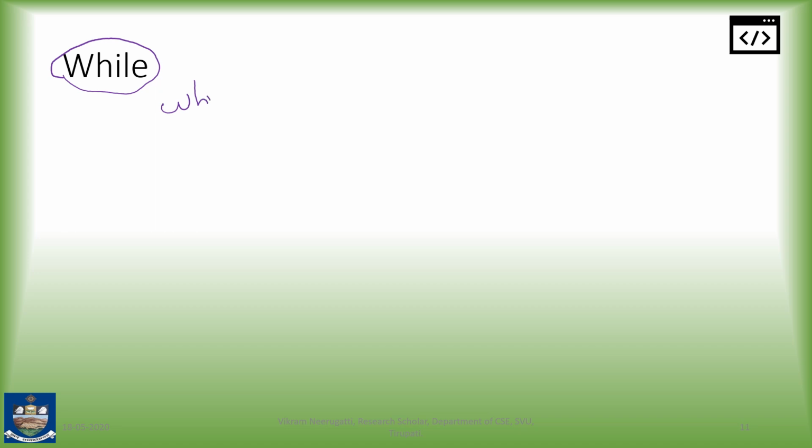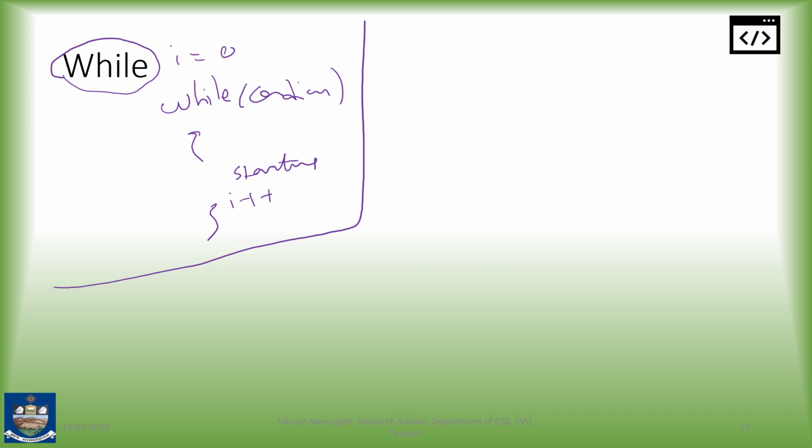The syntax will be like while condition, first initialization I equal 0, then the statements. Here we do the increment or decrement. Loops may have three things: starting, ending, increment or decrement. Starting means initialization, condition means when it should stop, and then the increment or decrement operator.